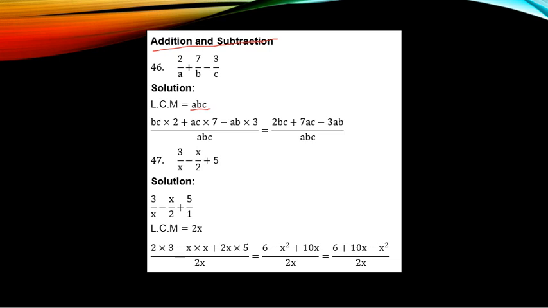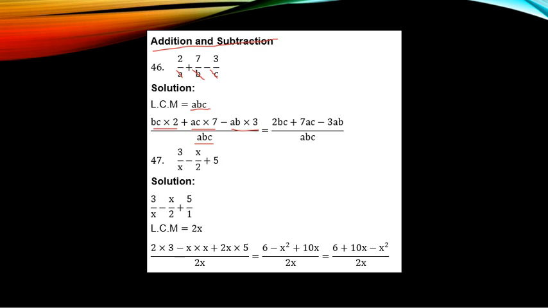So you write down the LCM, your division line. If you divide the LCM abc by denominator a, you are left with bc that will multiply 2. If you divide the same LCM by denominator b, you are left with ac that will multiply 7. Then minus, if you divide the LCM abc by c, you are left with ab that will multiply 3.